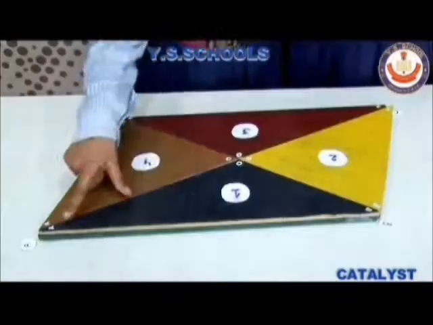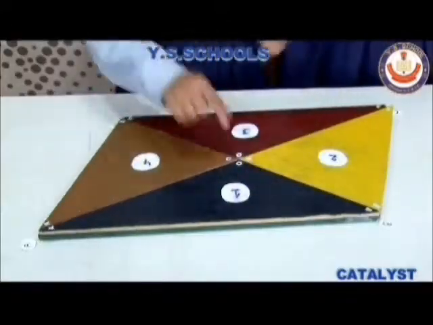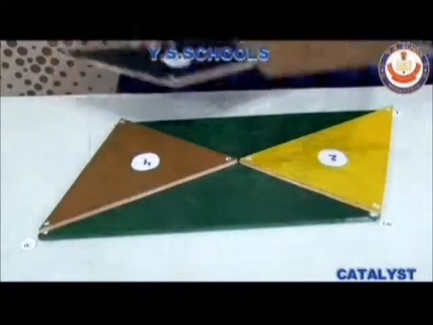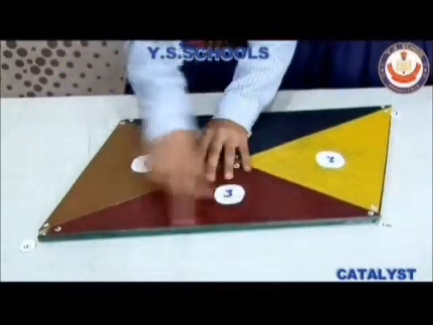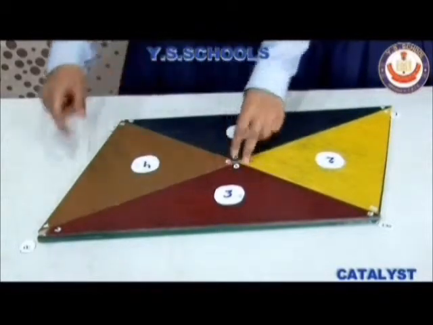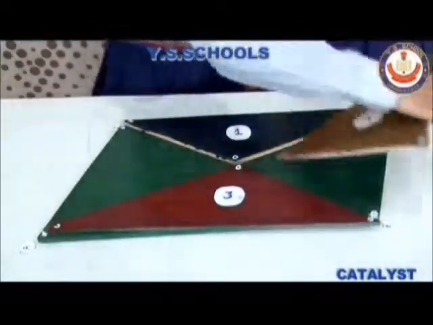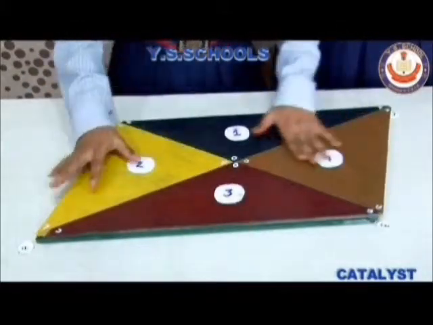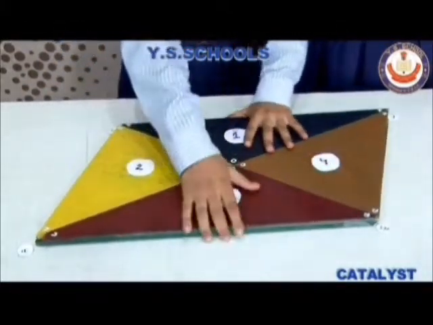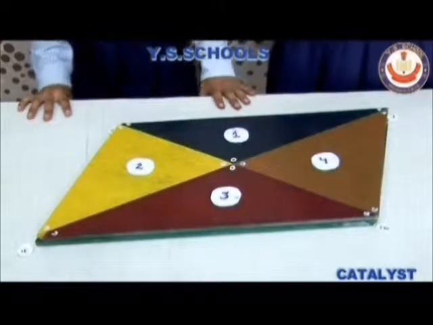Their opposite sides are AB and CD. I'm taking triangle 1 and triangle 3. After interchanging their places, what I see is that side AB completely overlaps side CD. Similarly, it happened to triangle 2 and triangle 4. They also completely overlap each other. Hence, it proves its first property.